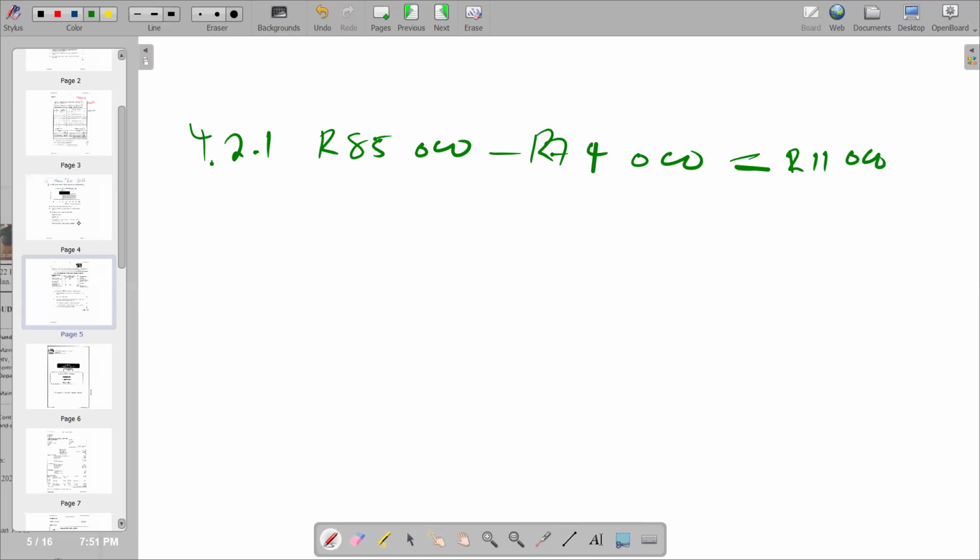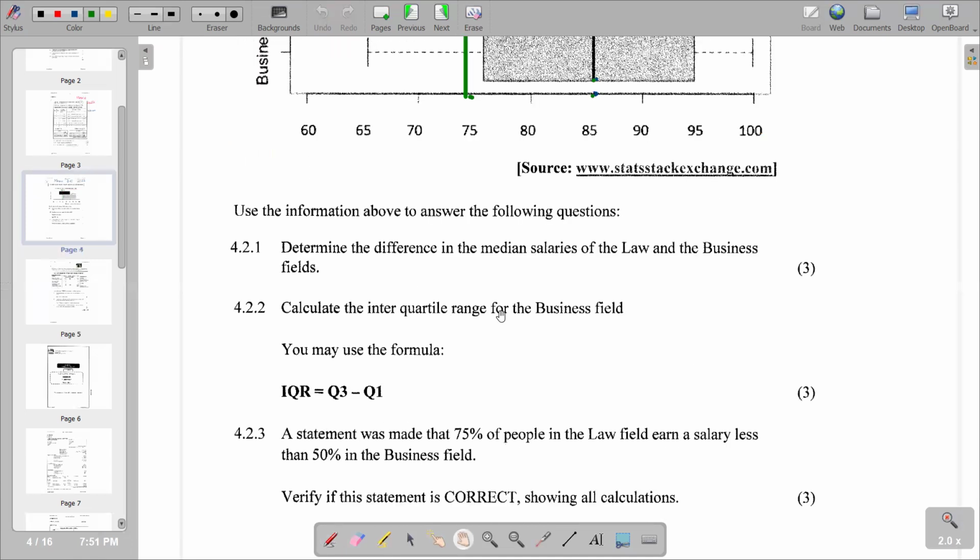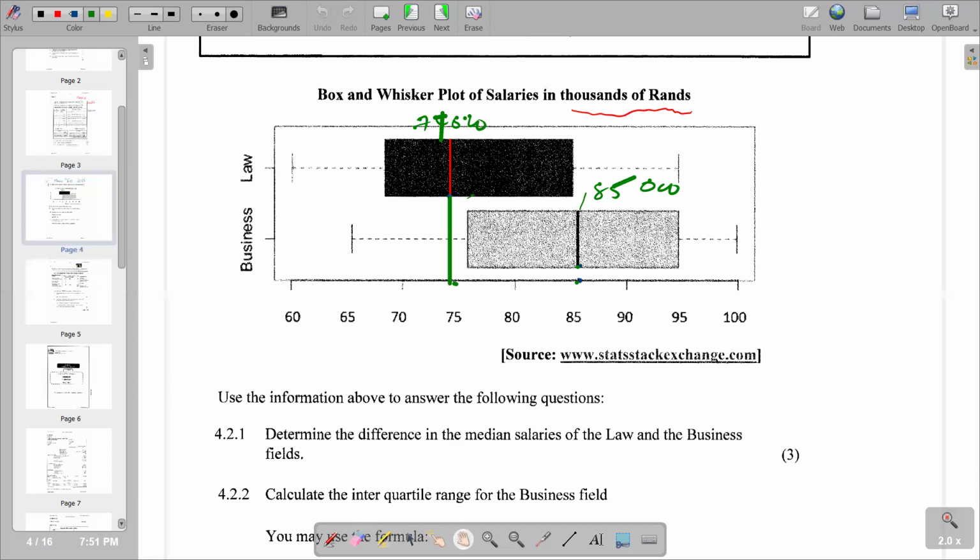So we move to the next part of our question, which now reads: calculate the interquartile range for the business field. You may use the formula interquartile range equals Q3 minus Q1. So we go to the business field. We see that our business field is here, and our Q3 is represented by this point, and then our Q1 is represented by this point. So basically, that's what we have.